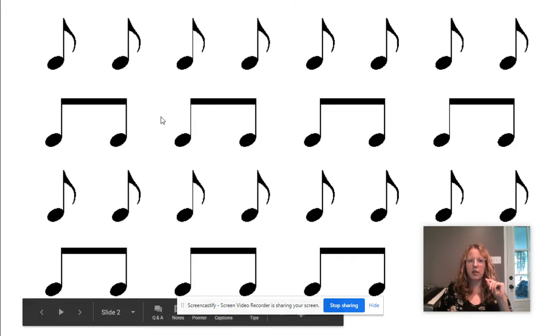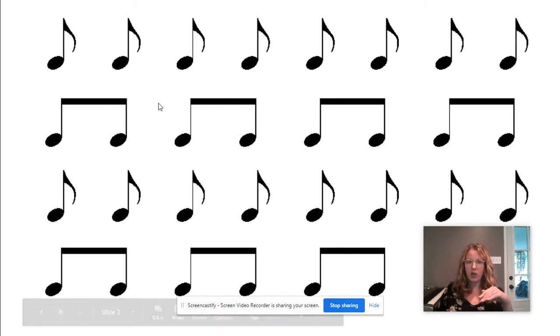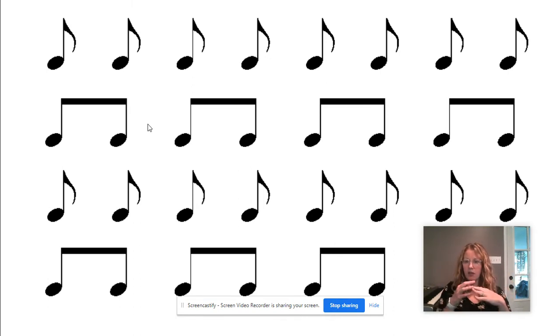Sorry, let me go back. It looks like this when there's two next to each other. You can actually beam four with each other too. So these four could be together. It doesn't matter which way you write them. I think the reason they beam them together is to just have really less ink on the page.